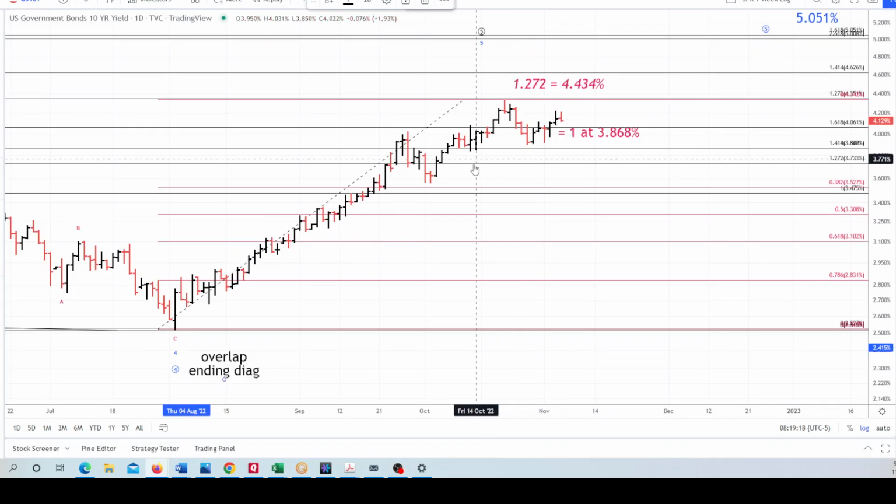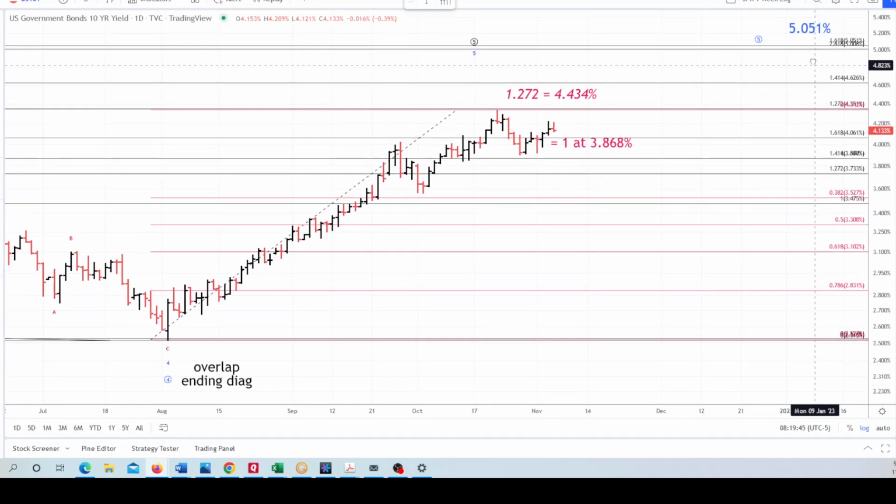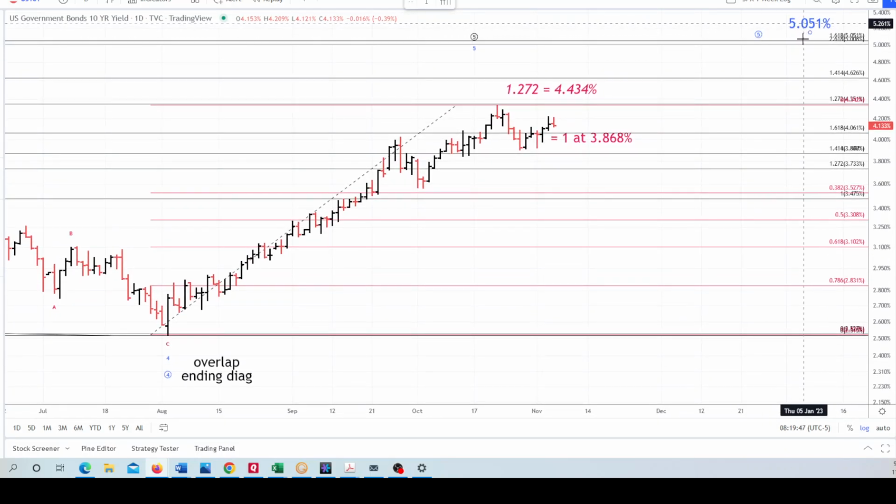Always want to look at the 10-year. We're looking at it from the August 2nd fourth wave low. And you can see we've had some targets here for a while. The 3.868 was hit and surpassed. The 1.272 at 4.434% was a virtual direct hit, really close. You can see we've got a couple higher targets, a 4.626 and one above 5 right there. You can see that 5.051. We'll have to watch this closely.